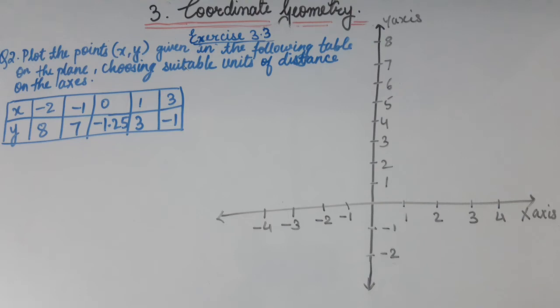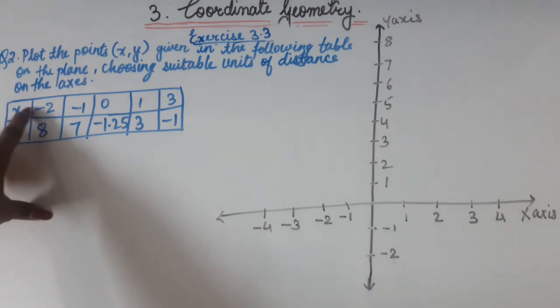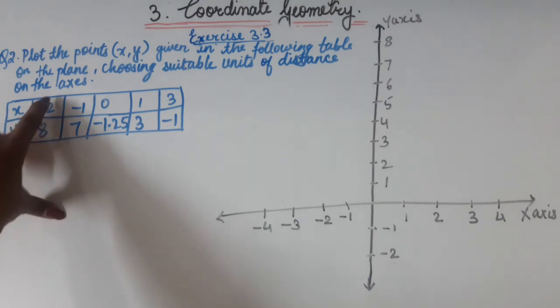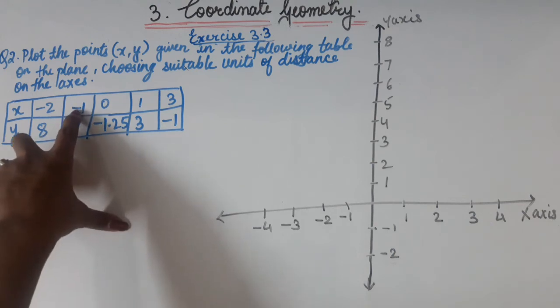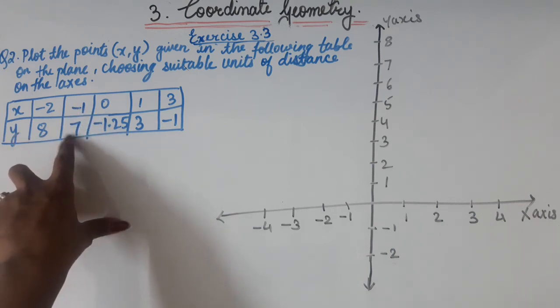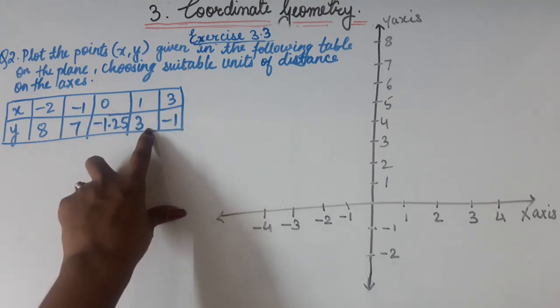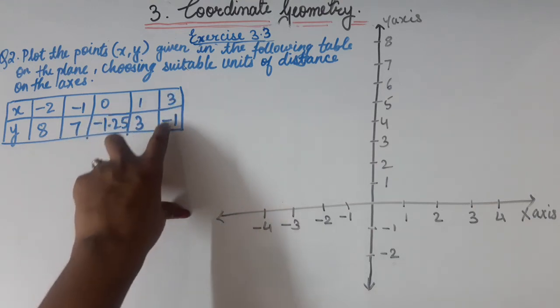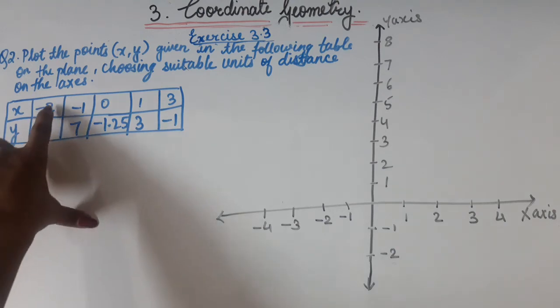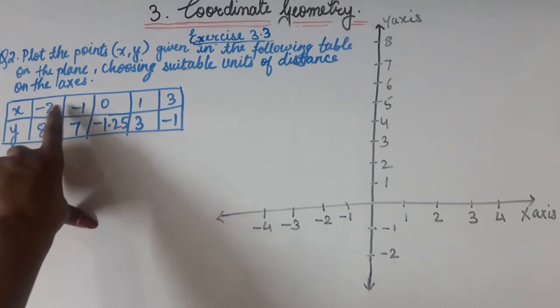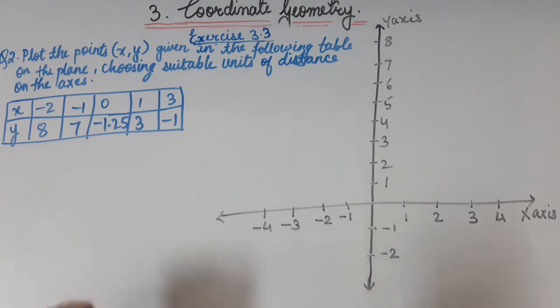So we have to choose a suitable unit of distance, and that means we have to choose the scale and then plot these points. The x coordinate minus 2, y coordinate 8 forms 1 point. (-1, 7) forms the second point. (0, -1.25) forms the third point. (1, 3) forms the fourth point, and (3, -1) the fifth point. So this is the x coordinate and y coordinate of each point. Let us first plot the first point, (-2, 8).